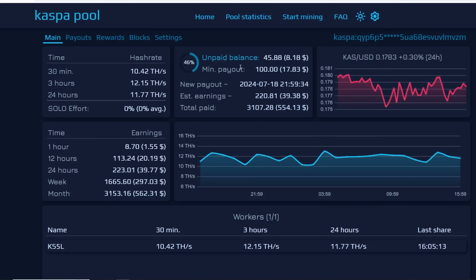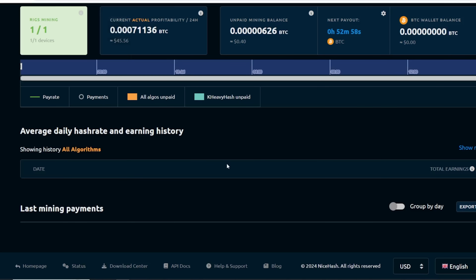So I guess we're not factoring in the price appreciation of Kaspa, which I'm hoping for on this iServer KS5L. Let me know what you guys think. I really do think mining Kaspa and holding it is going to be the better play here, the better mining strategy versus mining to NICEHASH. You guys let me know.